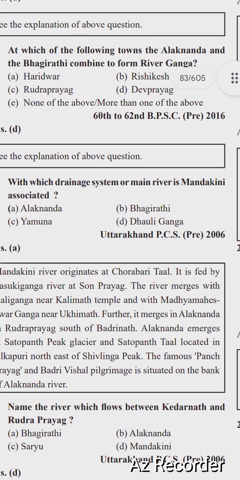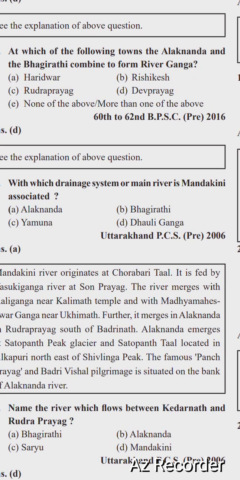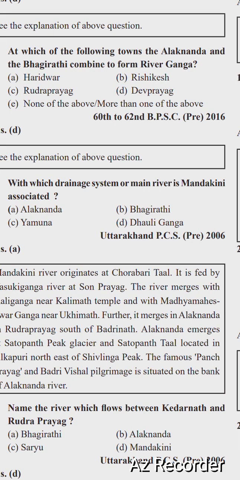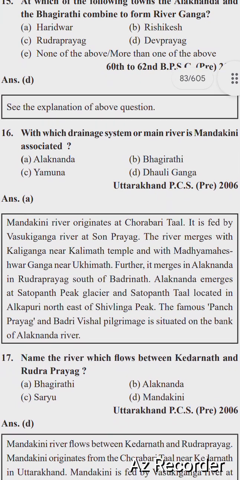With which drainage system or main river is Mandakini associated? Options are A, Alaknanda, option B, Bhagirathi, option C, Yamuna, and option D, Dhauli Ganga. Right option is option number A, Alaknanda.